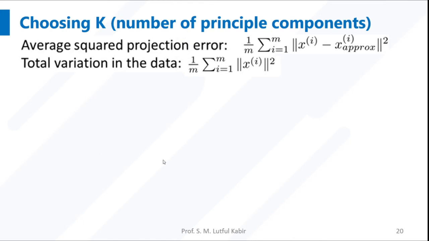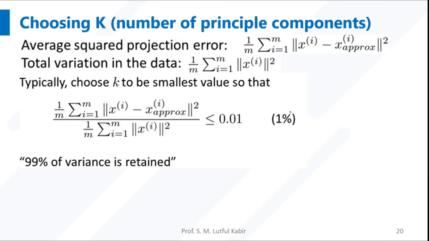So if you take the ratio of these two quantities, and if it is less than a certain small percentage, let us say 1%, then we say k is attained. That means you choose a k, and for that k determine this ratio, and you compare this ratio with a given value, that means your chosen value. When it is said that it is less than or equal to 1%, in other words, we call it 99% variance is retained.